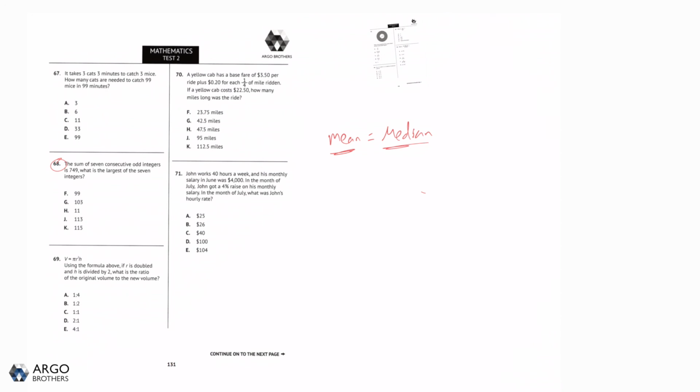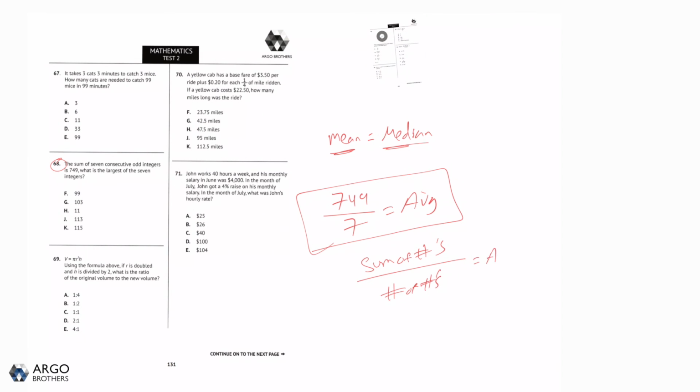So over here I have the sum of 7 consecutive integers is 749. So that means my sum is 749, and I have 7 numbers. What is my average, right? If you're confused, please refer back to the average formula. What is the average formula? Well, the average formula is the sum of numbers over the number of numbers, which is equal to the average. And if you're confused, please watch my average rule trick video, okay?